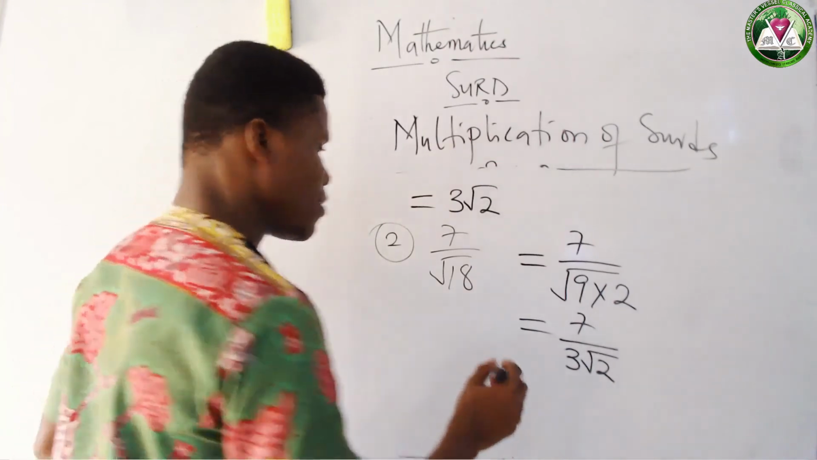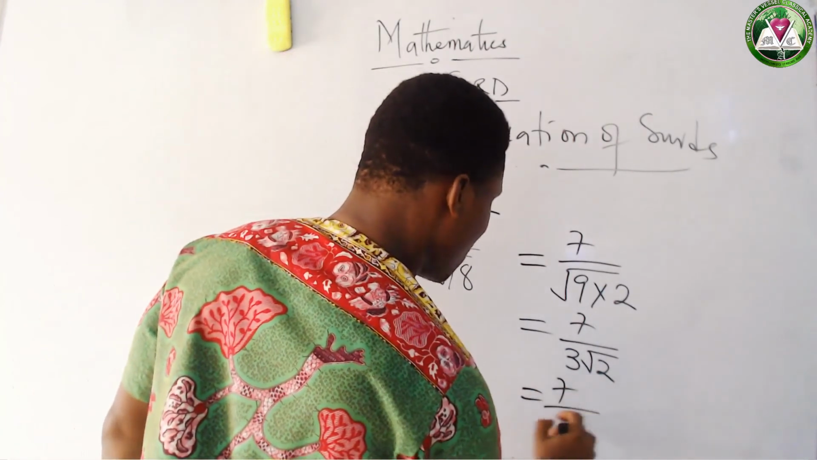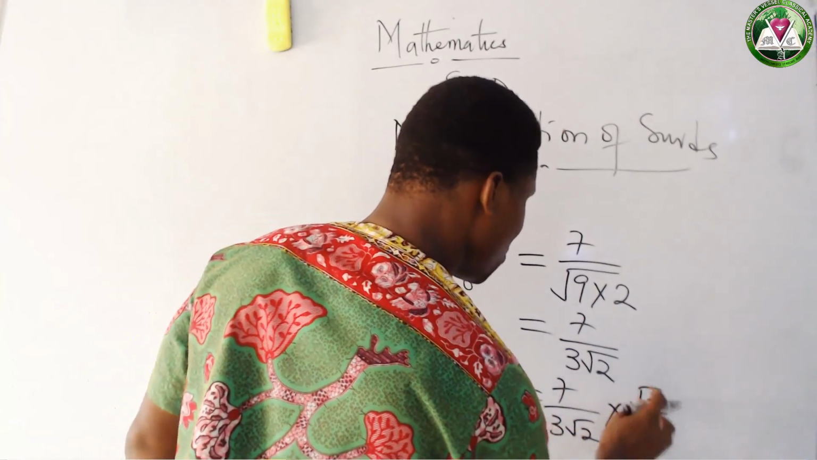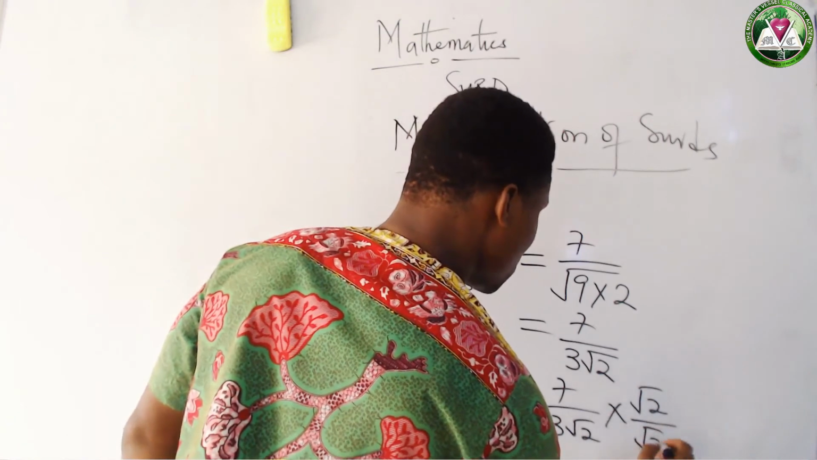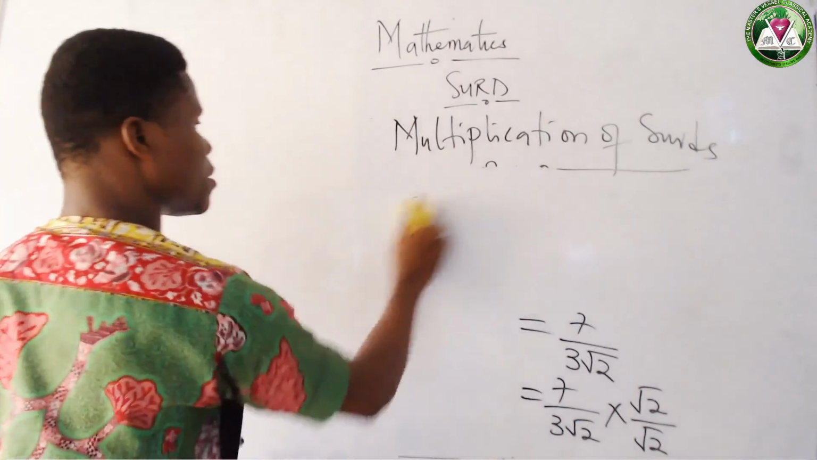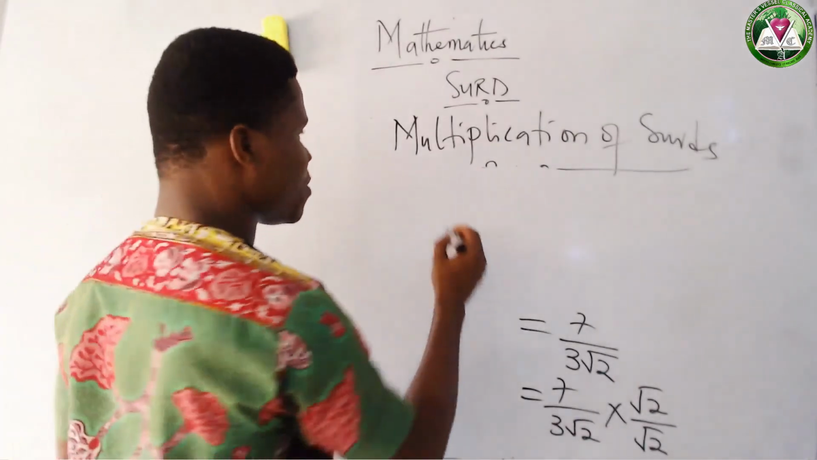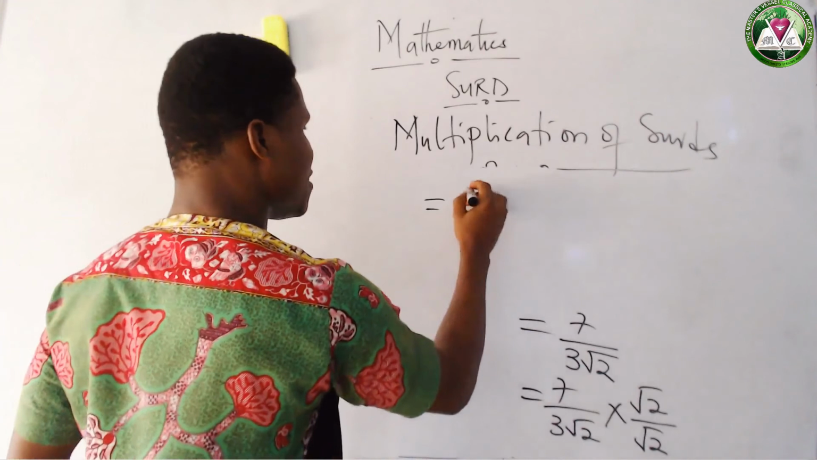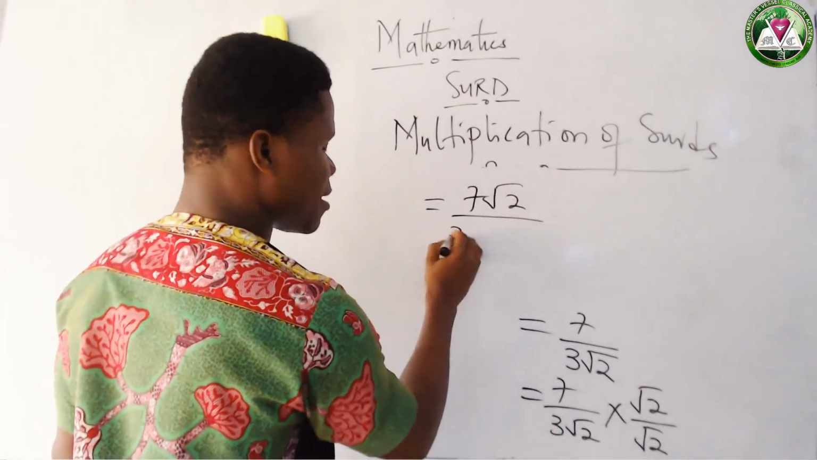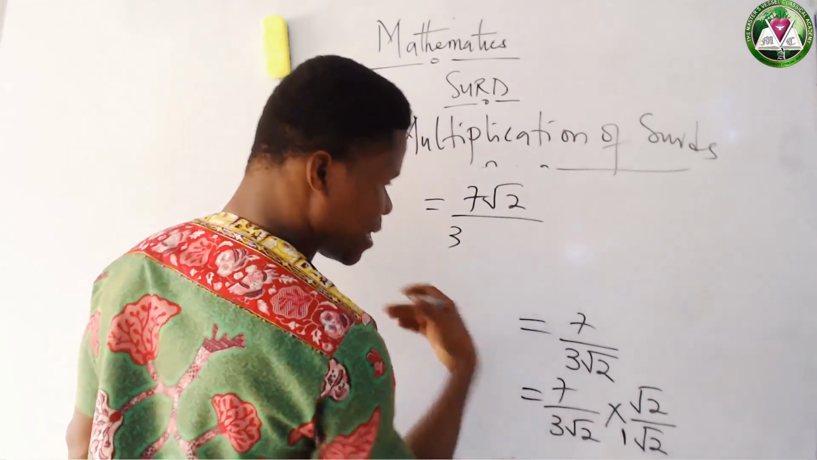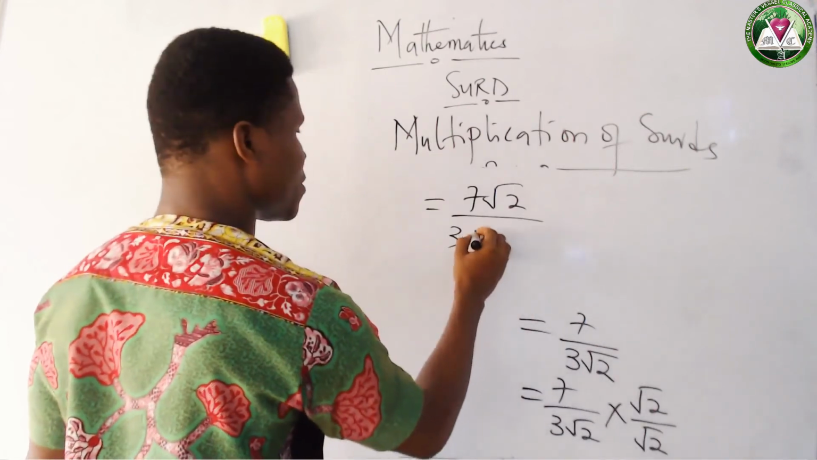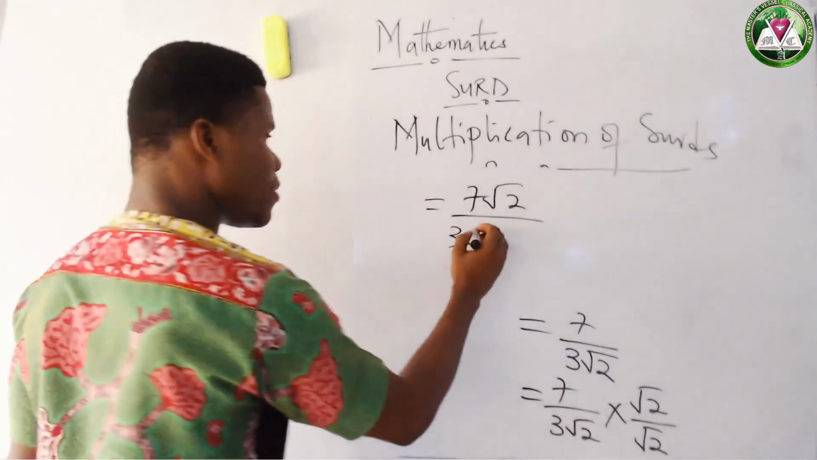So by doing that, we're going to have 7 over 3 root 2 times root 2. Root 2 multiplies up, the same root 2 multiplies down, leaving us with root 2 times 7, 7 root 2. Then we have 3. 3 is multiplying. There's an unseen 1 here, so 3 times 1 is 3. Okay? Whole numbers. Then root 2 times root 2 will give us root 4.